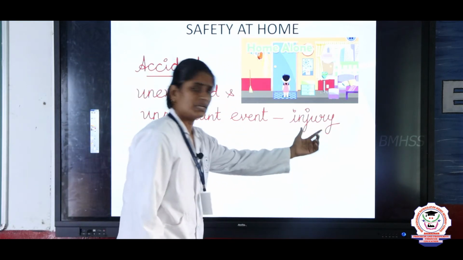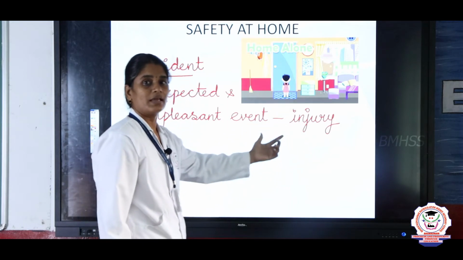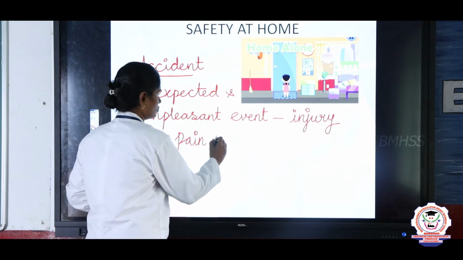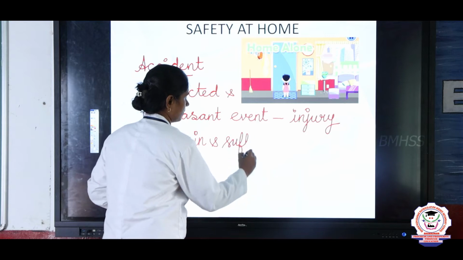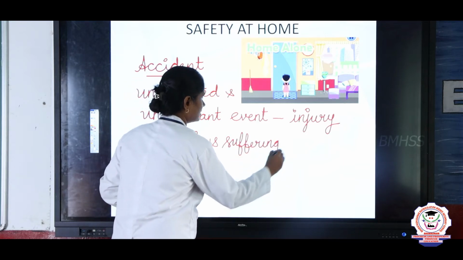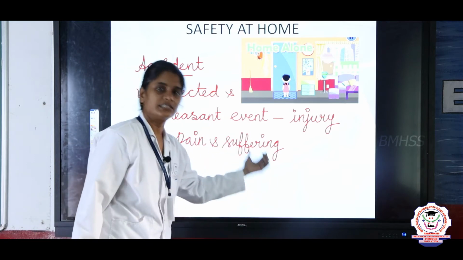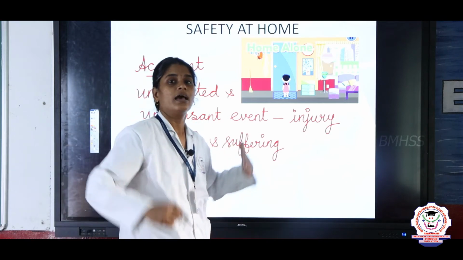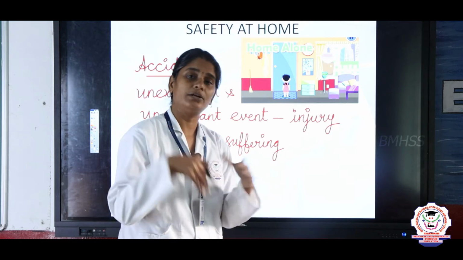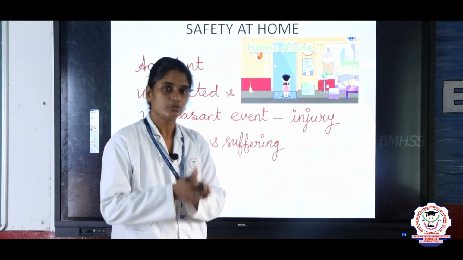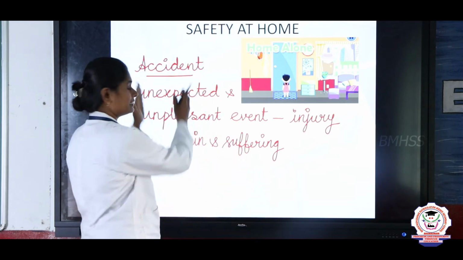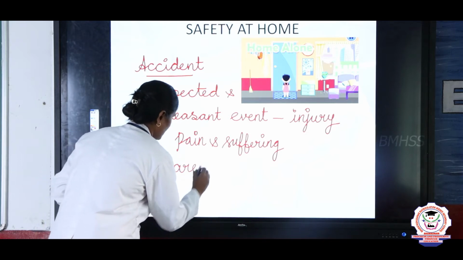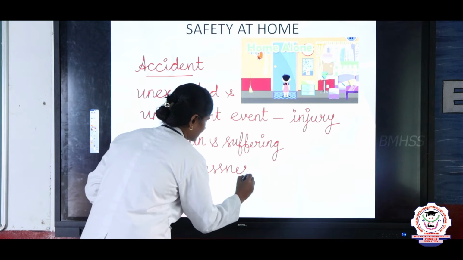Because of this injury we may have pain and suffering. So an accident causes pain and suffering. How does this accident occur? Now I told you about Rohan. He was careless, running around his house, and he bumped into the furniture and fell down. Because of his carelessness. Usually accidents occur due to carelessness. When a person is very careless, an accident occurs.